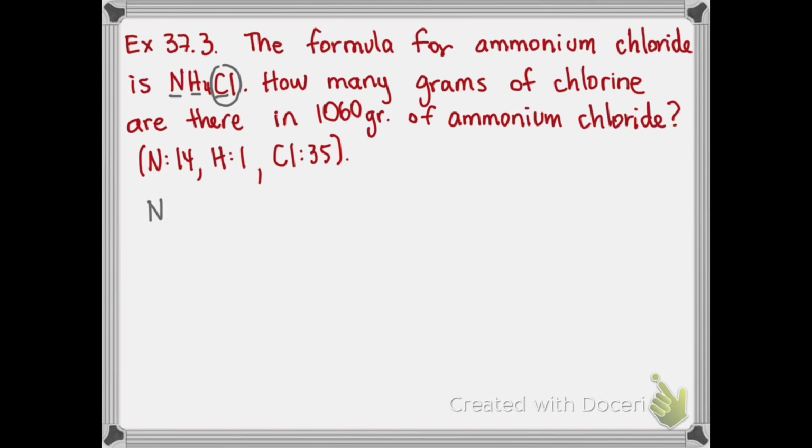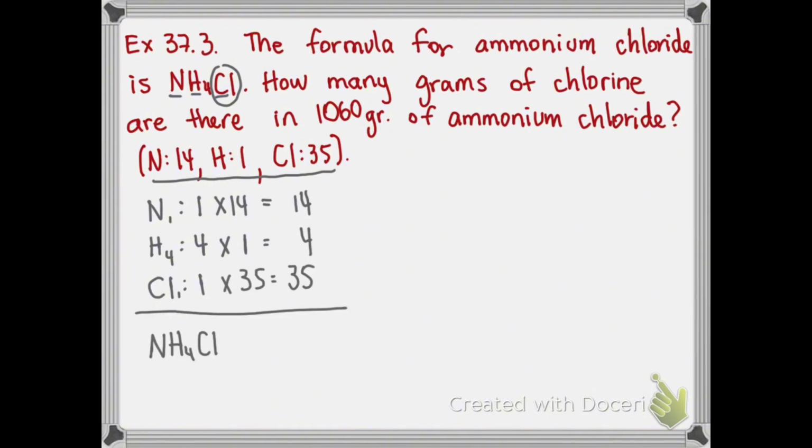We're going to write each one of the elements with the amount of atoms that the formula says it has. And then we're going to multiply by the weight. So nitrogen is only 1, so 1 times 14. Hydrogen is 4 times 1. And the chlorine is 1 times 35. Again, if I add these, I get the total weight for one molecule of ammonium chloride, and in this case, it's going to be 53.